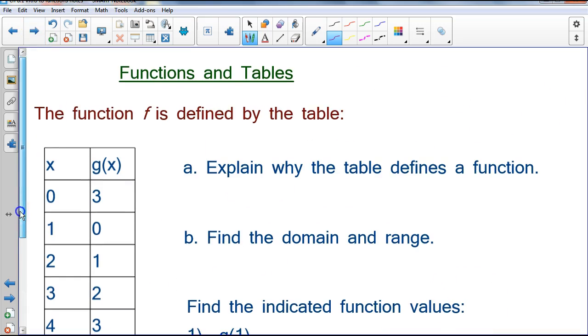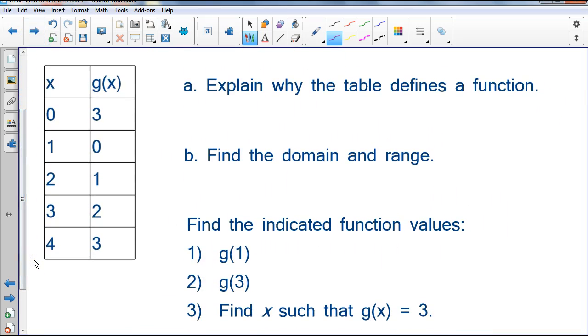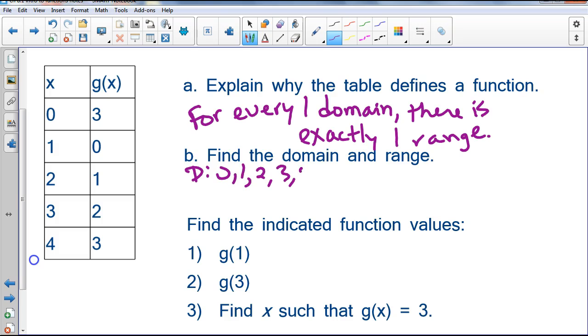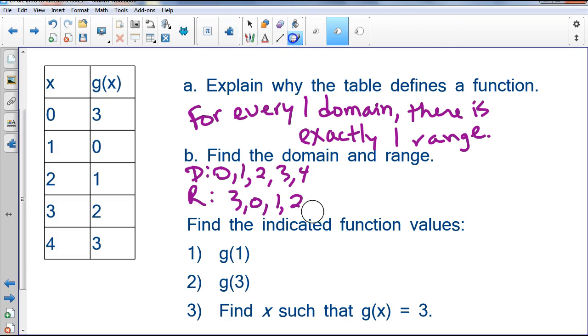So we have one more from a table. Explain why the table defines a function. Again, for every one domain, there is exactly one range. So find the domain and range. Our domains again are the x values, so 0, 1, 2, 3, and 4. And our range is 3, 0, 1, 2. Well, I don't need to name that 3 again because I already have it listed once. So I'm going to erase that comma.